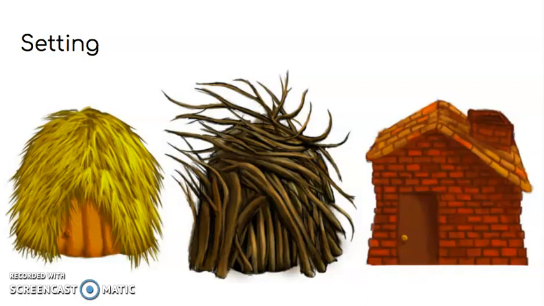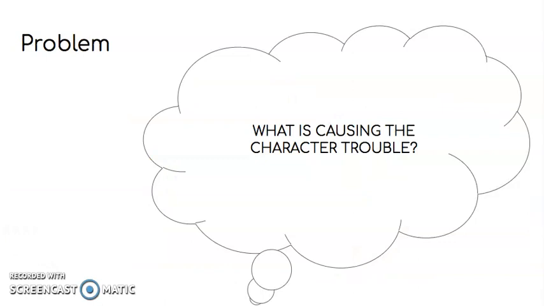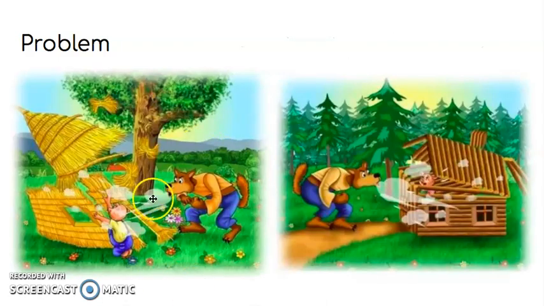Your next finger, which would be your middle finger, would tell your problem. Your problem is what is causing the character trouble. Well, what was causing the characters, the Three Little Pigs, some trouble in the Three Little Pigs was that big bad wolf coming along trying to blow down their house. And that's very problematic. You don't want your house to be blown down.